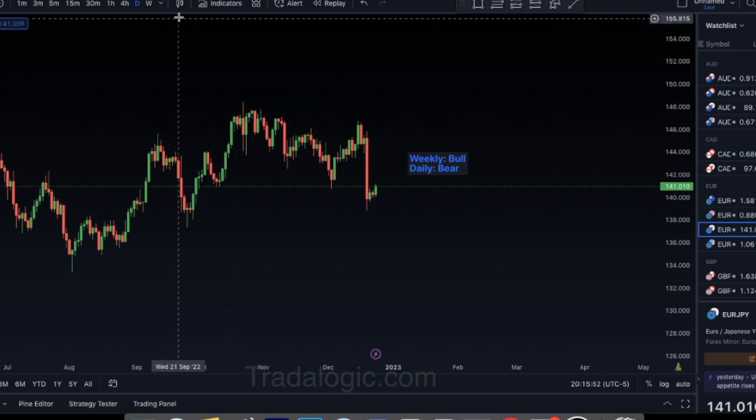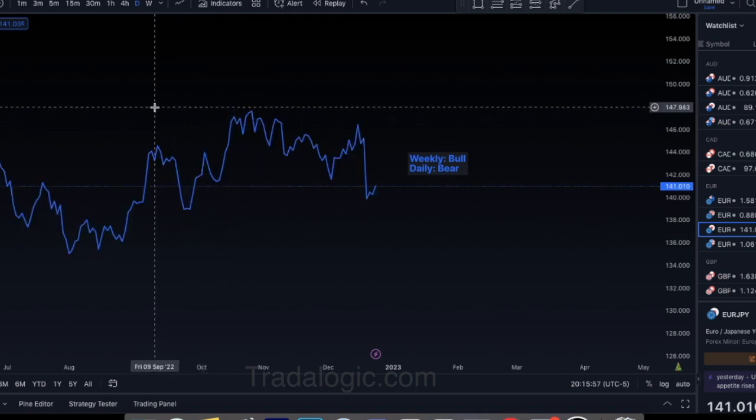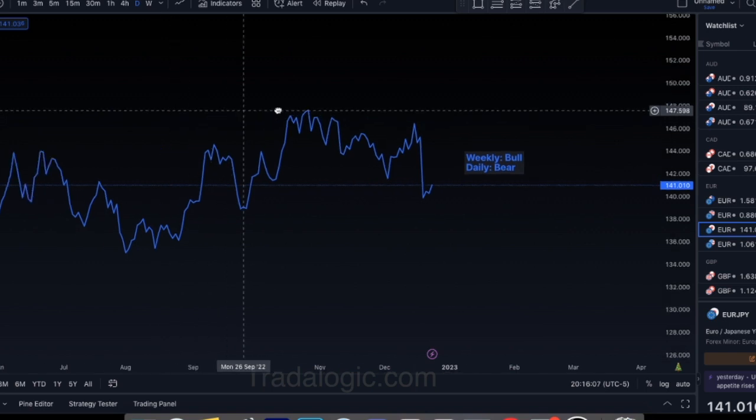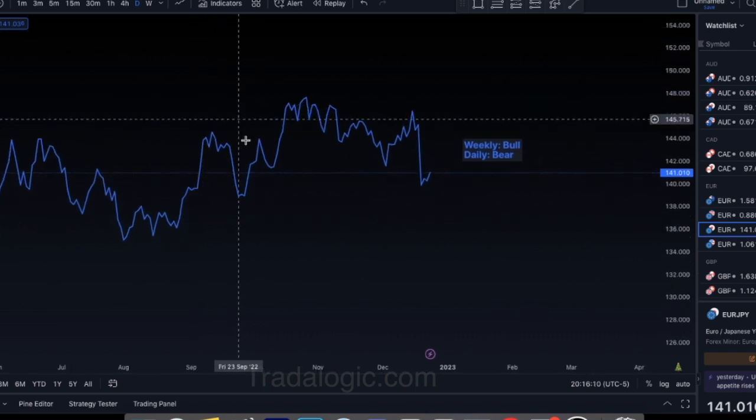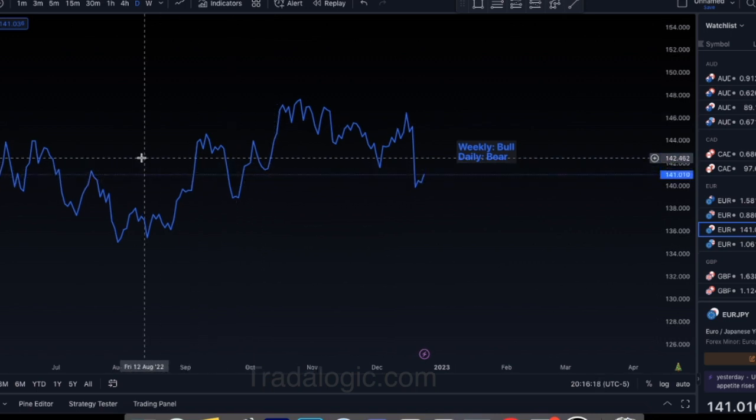As you remember, I always use my line chart. It's much clearer to see which level the price has actually stopped at the most, because when you use the line chart, you can clearly see that there are no wicks that are gonna disturb you when you're trying to find the level that the market has stopped at the most in the past. That's why I use the line chart every day.